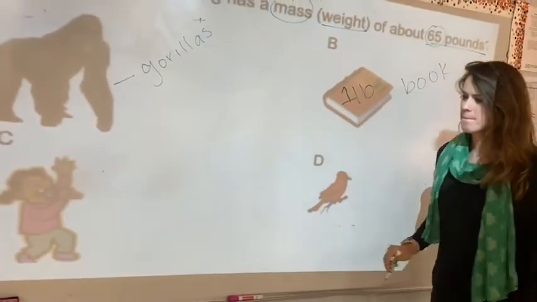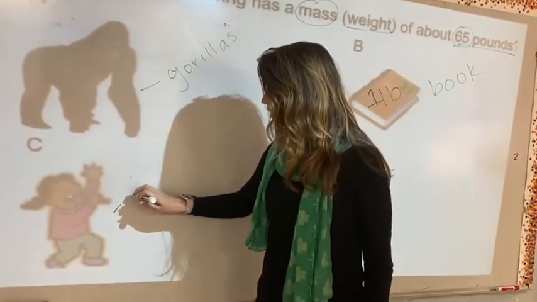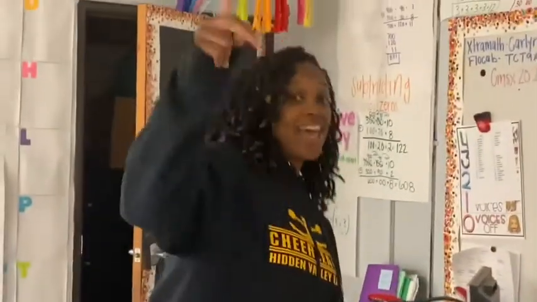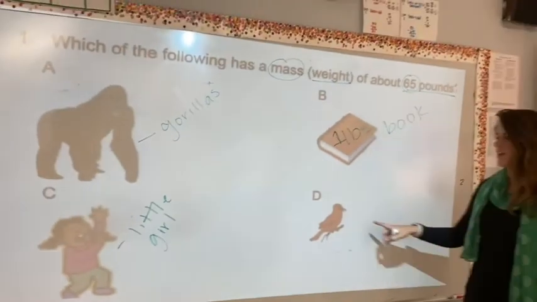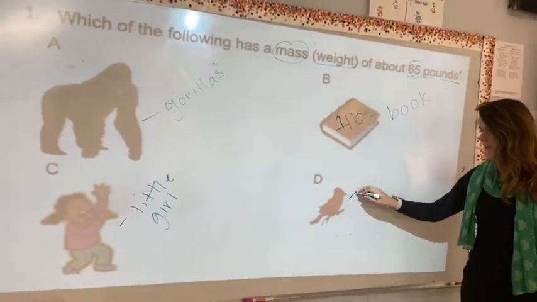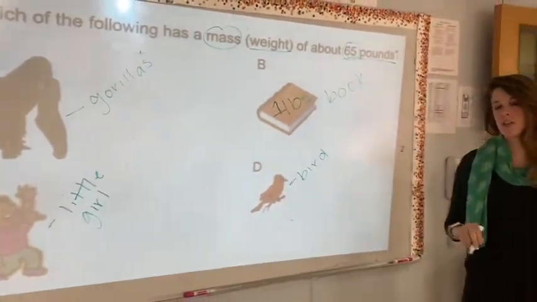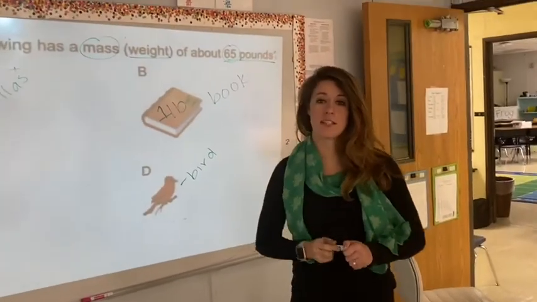A girl singing. Oh, this is a little girl. That looks like, shout out to Ashley. And then in D, we have a little bird. It's a cardinal to be exact. It's the state bird of North Carolina, the state that you live in.